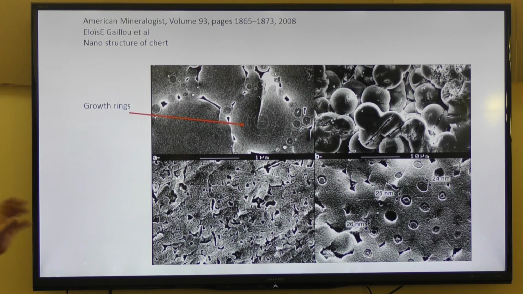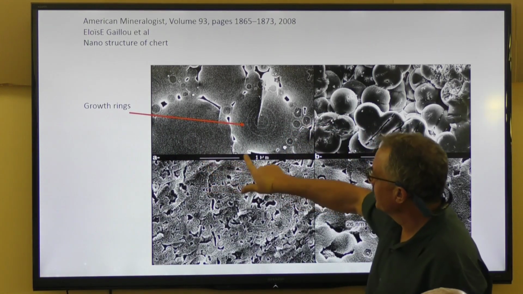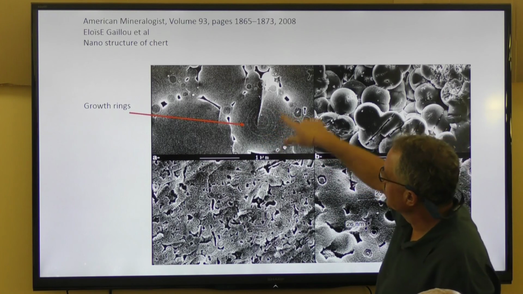Not all opal is those perfect spheres. So here's some other examples. And the biggest reason I put that in there is so you could see this. This is 1 micrometer right here. And here's growth rings in the opal.